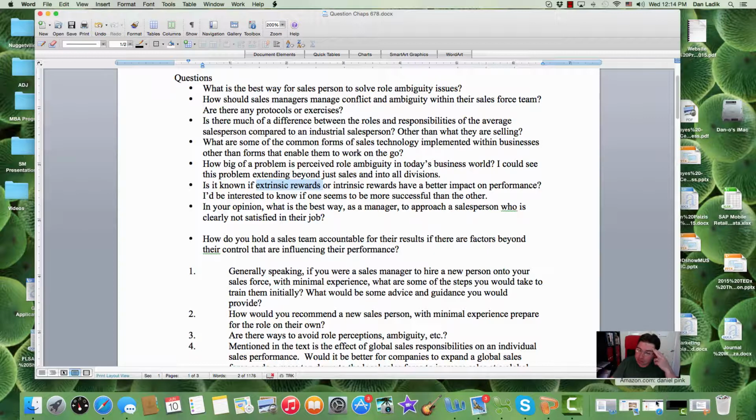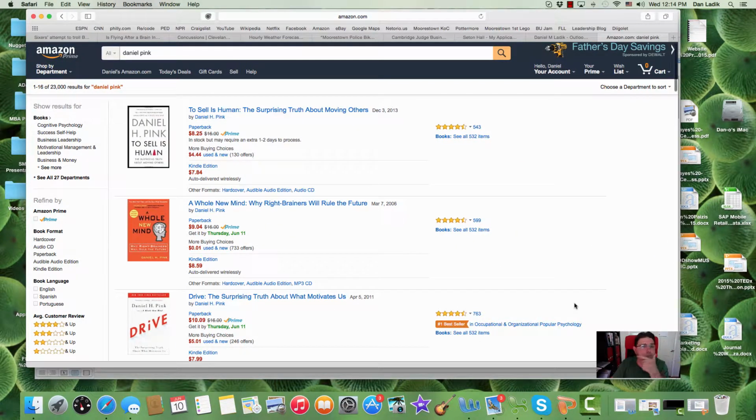Now, let me see if I can be even more helpful here. Daniel Pink, very good author. He's not a sales guy. He's actually an attorney by training. When Al Gore was the vice president, he was Al Gore's speechwriter, and when Al Gore was running for president, he was very involved with his campaign. That said, none of these books are about politics. I'm just giving you a little background about him.